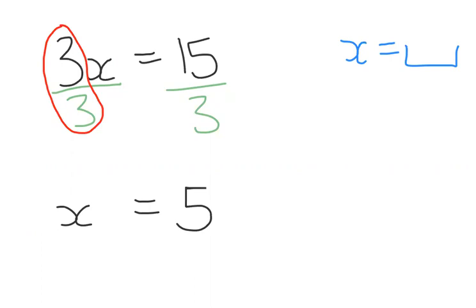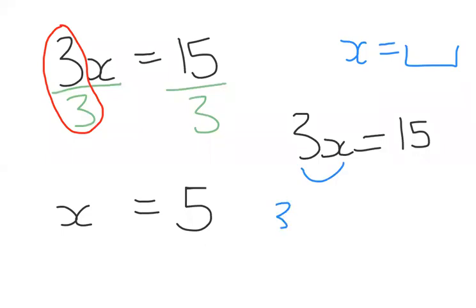So that is the answer, x equal to 5. Is it correct? Let's check. Remember, we started with 3x equals 15. And I said 3 times x, or 3x, means 3 times x equals 15.